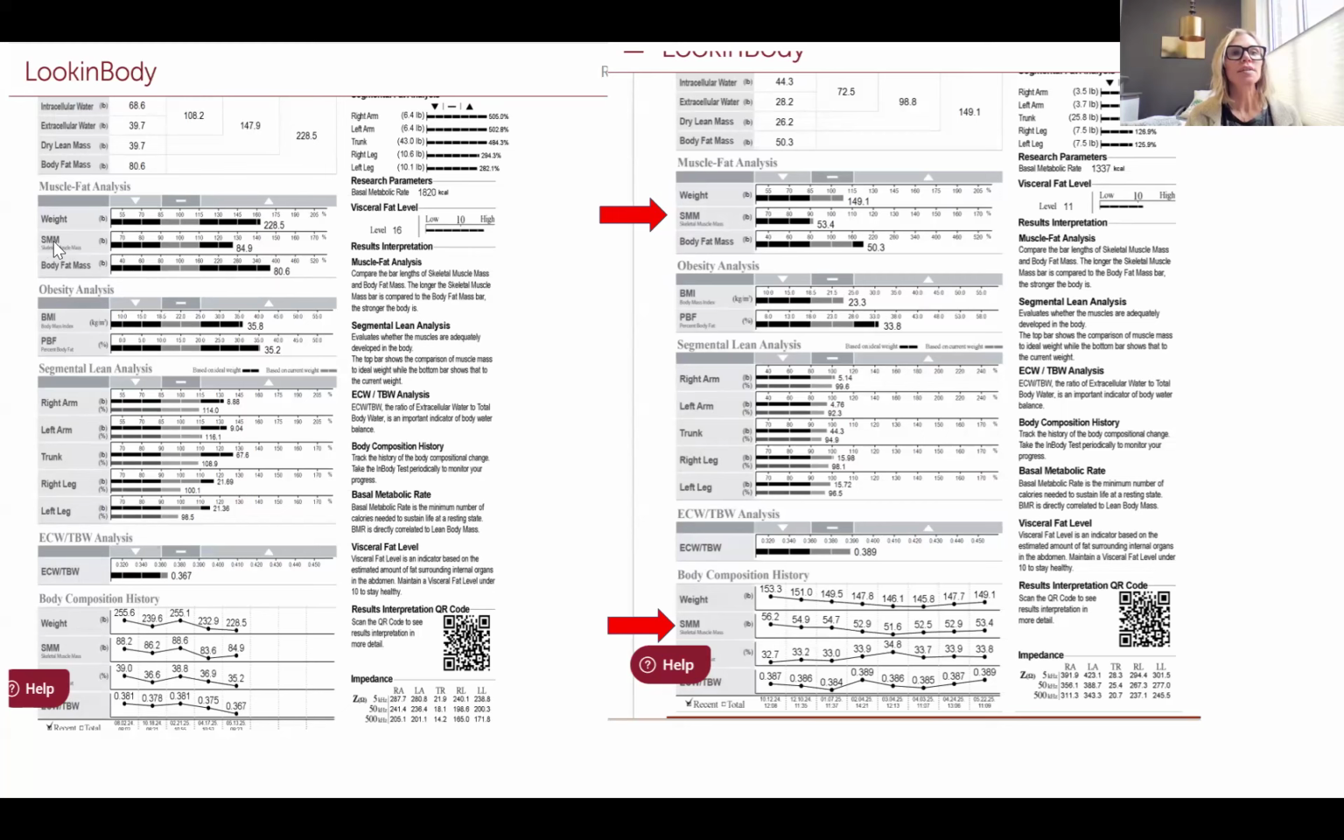Right here, you see SMM. Hopefully you can see that. That is skeletal muscle mass. So like I said, this right down here is the normal range. This is above normal range for this particular person. So this particular person is starting out with adequate muscle mass. So I always look at where they start, because then you start to look at their trends.